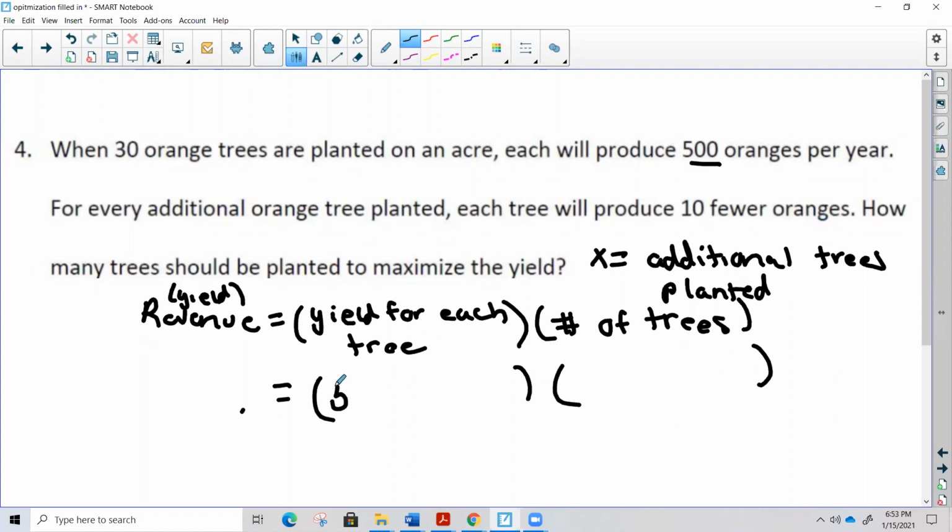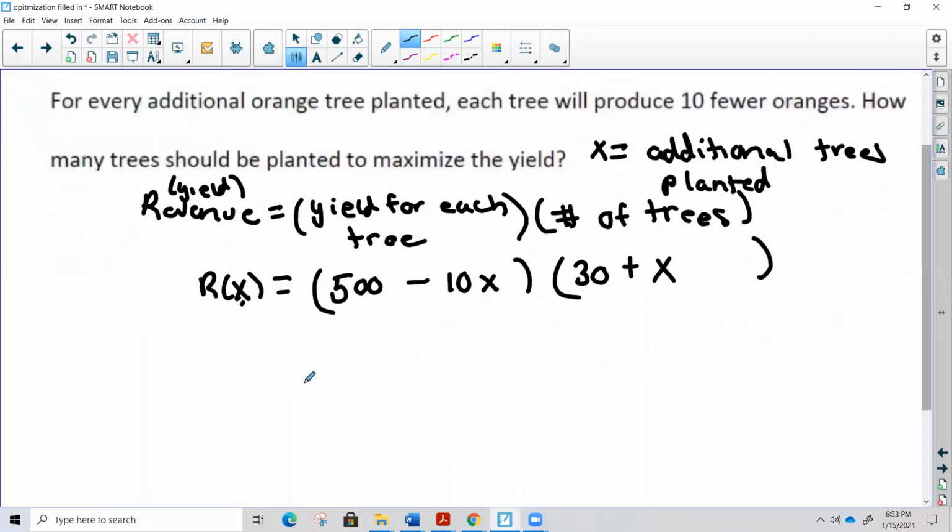So what I would do is take 500 and then multiply 10 by X, because for every additional tree planted, I'm going to multiply it by 10 to get the total number of fewer oranges that we would have, and then subtract it from what we started with, which is 500. Then for the number of trees, I would start with the 30 trees and I would be planting however many additional trees we decide to plant, which is X. And this would be my revenue equation.